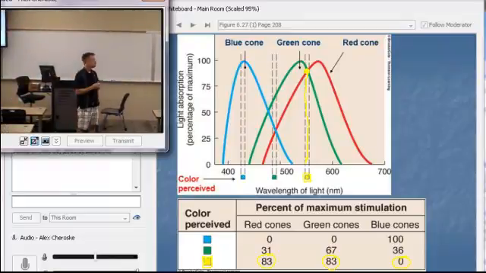The other thing that I would tell you about color blindness is that dogs are not colorblind. Okay? It's a common misperception that people think that dogs are colorblind.